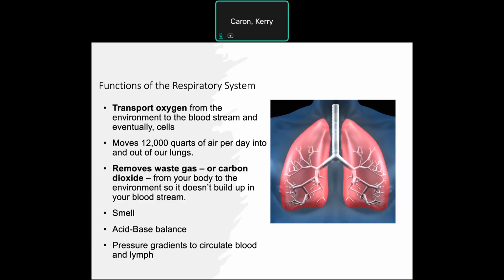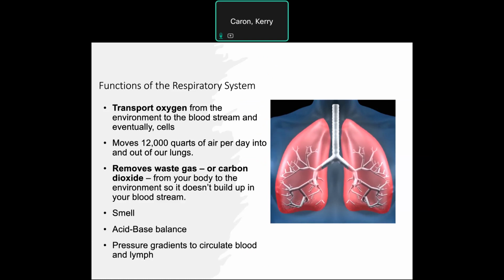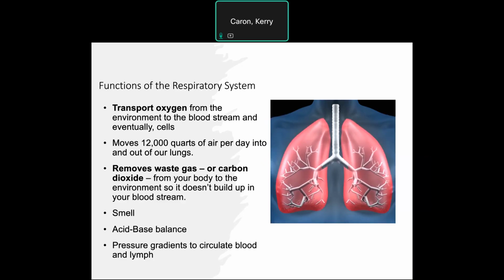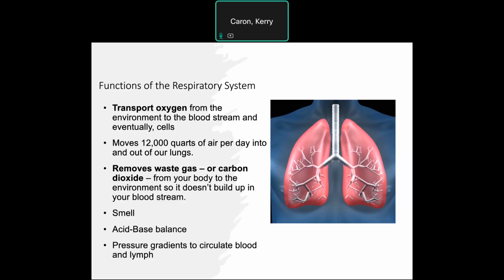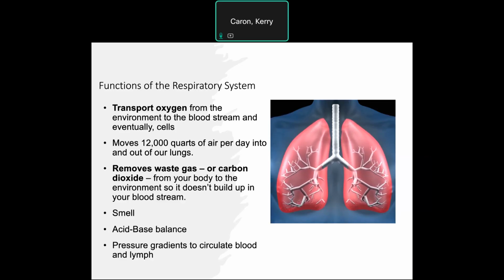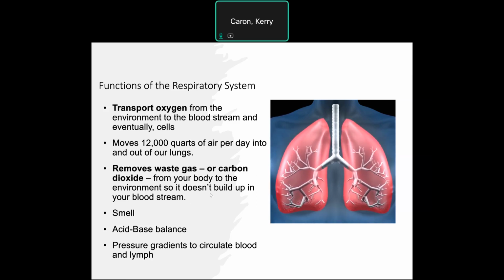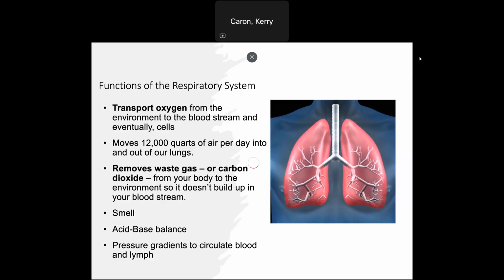Okay, the functions of our respiratory system, obviously, to transport oxygen from the environment to the bloodstream, that's external respiration, and then to the cells, that's internal respiration. We move about 12,000 quarts of air a day in and out of our lungs. We need to remove waste, remove carbon dioxide, so it doesn't build up in our system and cause acidosis. The respiratory system functions for smell, acid-base balance, and then pressure gradients circulating our blood and lymph. Okay, this is the end of the respiratory system.